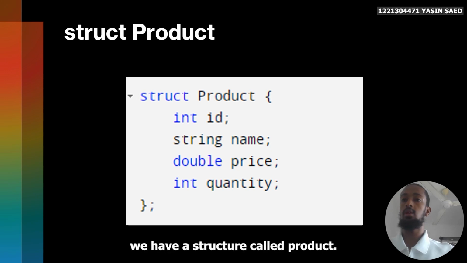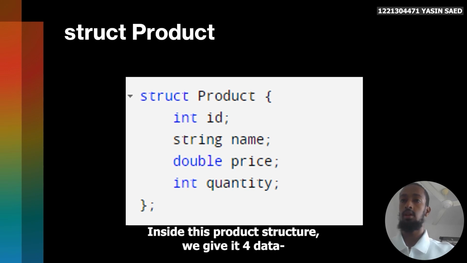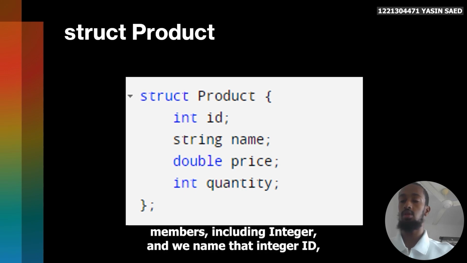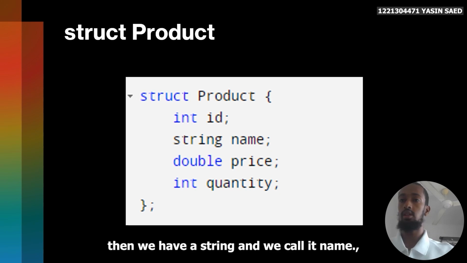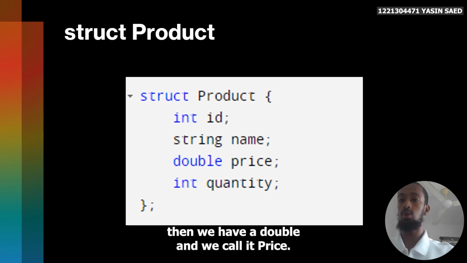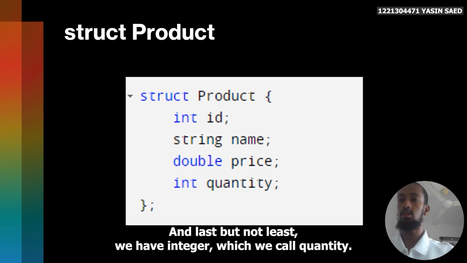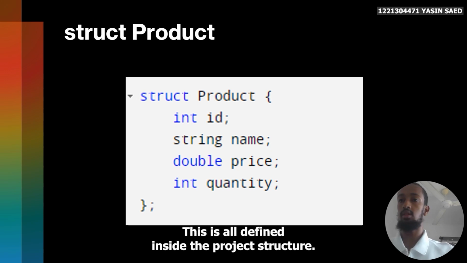In this slide, we have a structure called product. Inside this product structure, we give it 4 data members, including an integer, and we name that integer id, and then we have a string and we call it name, and then we have a double and we call it price, and last but not least we have an integer, which we called quantity. This is all defined inside the product structure.